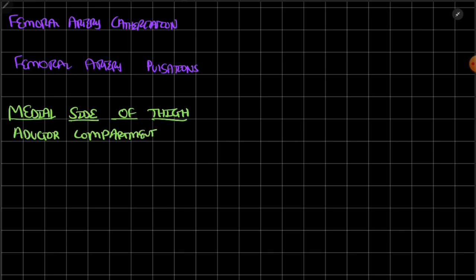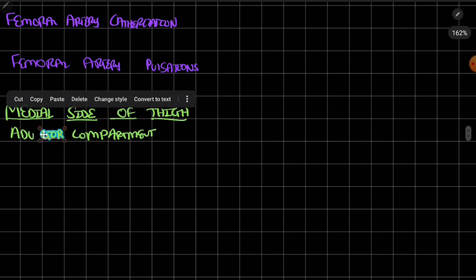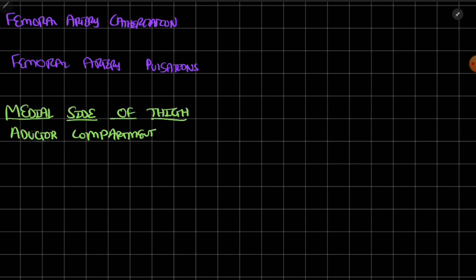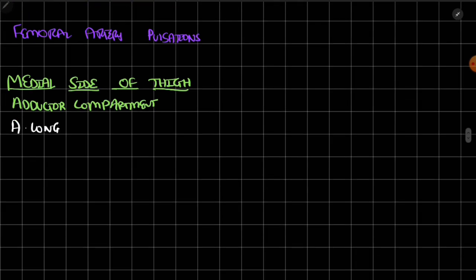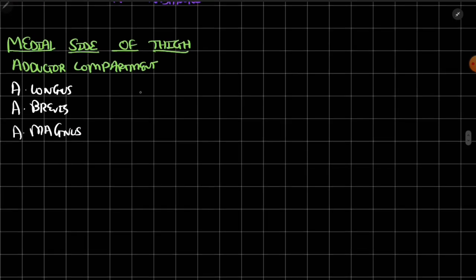It is adductor, so adductor compartment because of the adductor muscles. Now, what are the adductor muscles? As we have described earlier: adductor longus, adductor brevis, adductor magnus. And what is the nerve supply? It is the, let me write it in yellow, obturator nerve.